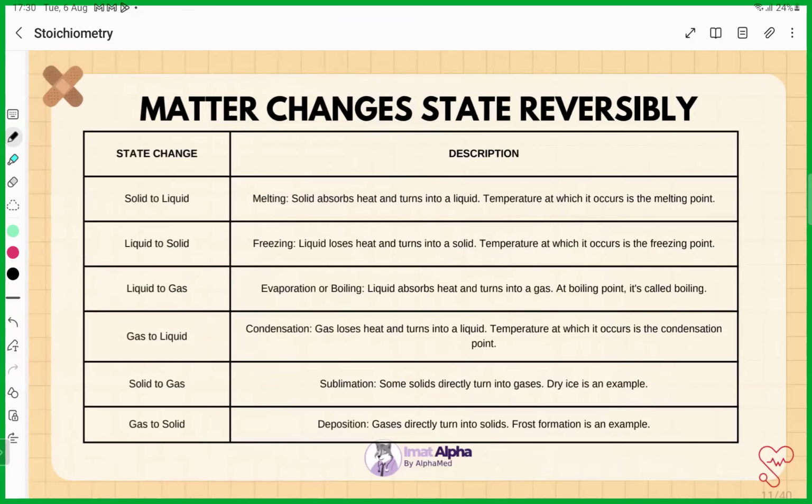So solid to liquid, I remember I spoke about it yesterday. From solid to liquid, you are melting, so fusion is happening. The solid absorbs heat and turns into a liquid. The temperature at which it occurs is the melting point. When we say it absorbs heat, this means that the reactant is heat, calories. So when it's absorbing heat, this means that the melting reaction is endothermic.